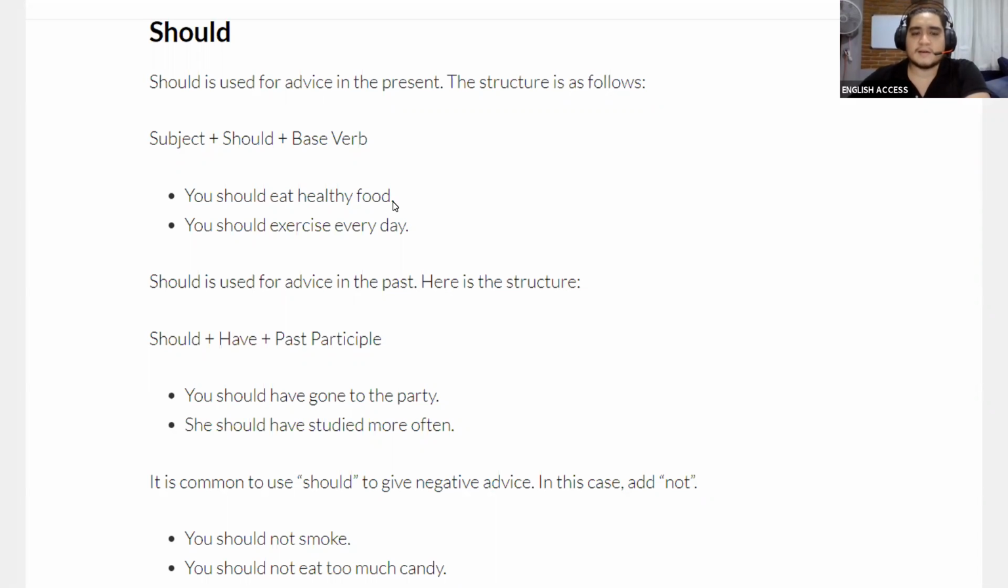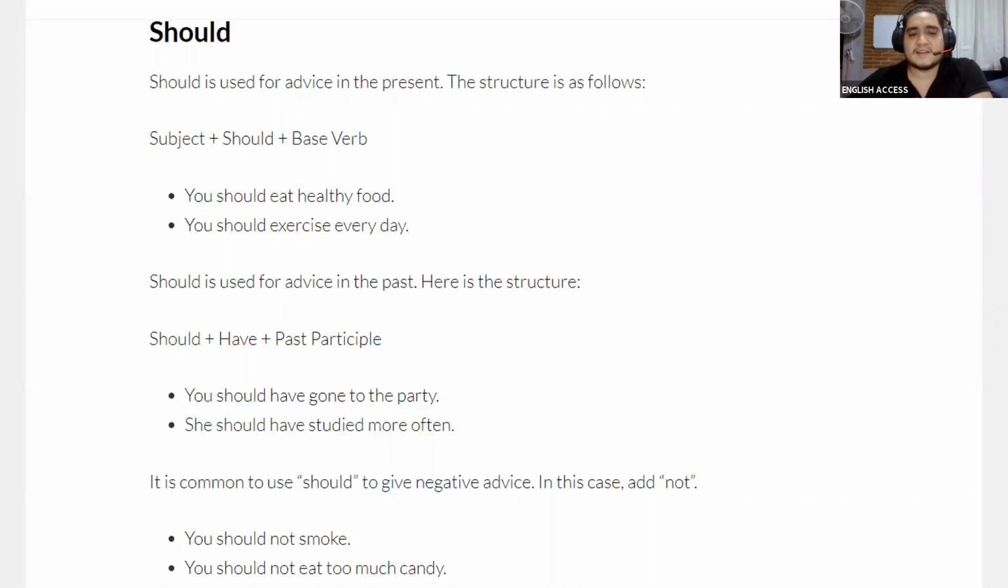Or perhaps for the future, let's say, for example, you should go to the doctor tomorrow, or you should visit Italy, something like that, okay? That is not quite the present, but it is a suggestion for the future. Now, for the past, the structure is should plus have plus past participle. Okay, you should have gone to the party. That means that you didn't go to the party and you missed something important, or just a fun party.